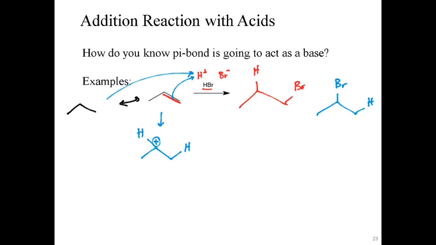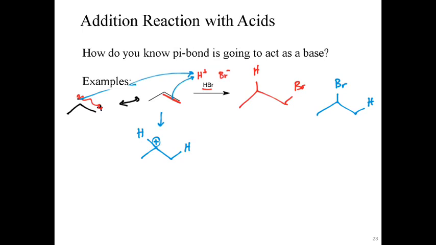Ooh, primary positive. Oh, that was horrible. Primary positives aren't stable. It should be a secondary. Scribble, scribble, scribble. Do the other one. Ta-da! You don't have to draw multiple structures. You just have to recognize that internal switch. Okay?